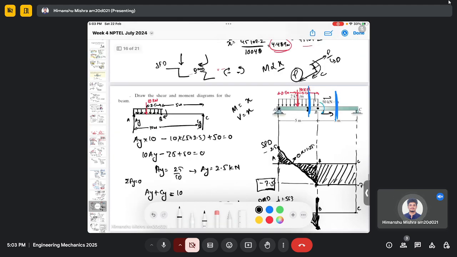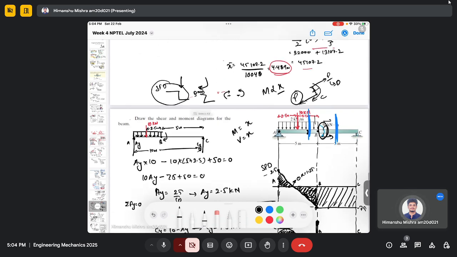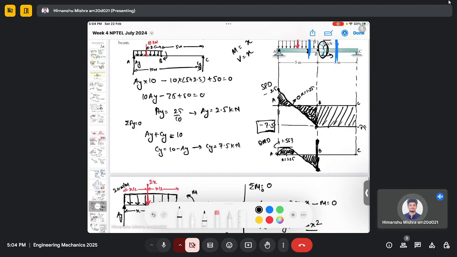And this is because of this movement, because this movement is causing the jump or the discontinuity in the BMD, like the jump in the SFD we saw. So the point force can create a jump or discontinuity in the shear force diagram, and the couple or this movement can cause the jump in the bending moment diagram.